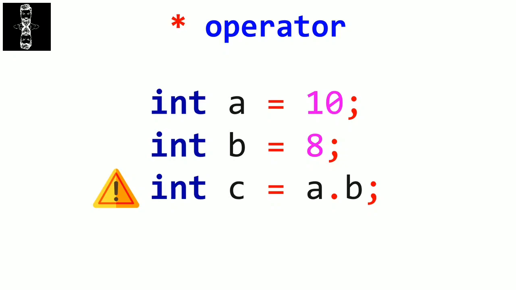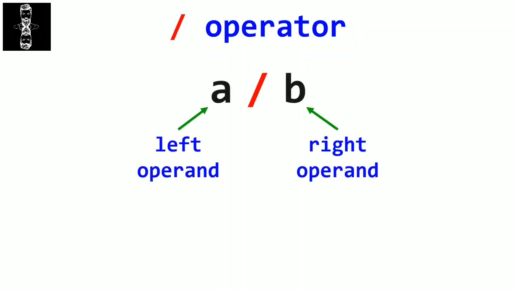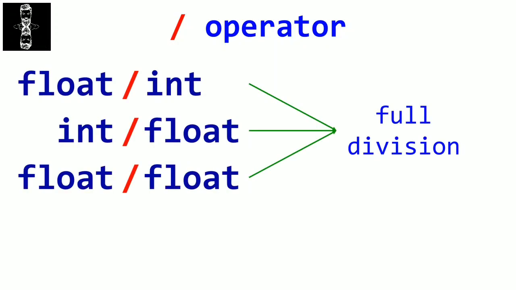Let's move to the fourth arithmetic operator, the division operator. The division operator is represented by the slash symbol, and it returns the result of the division of the left element by the right element. But the result depends on the data type of the elements. If at least one of them is a floating point number, so it's of type float or double or long double, we will get the full result of the division. So for example, if we divide 7 by 2, we get 3.5.